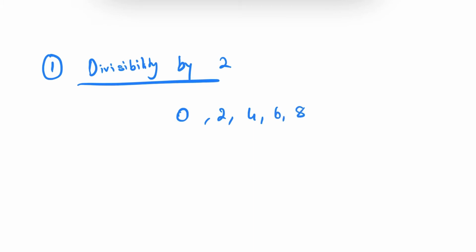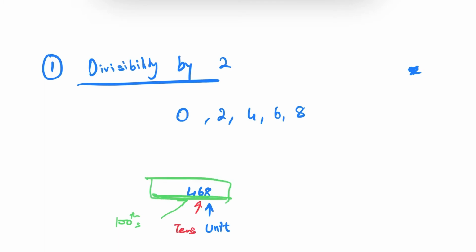If the unit digit, for suppose there's a number called 468, this will be the unit, this will be its tens, and this will be its hundreds. This is how places are defined for any integer, and then comes thousand, 10,000, lakh, and so on. So we are speaking about the units digit.